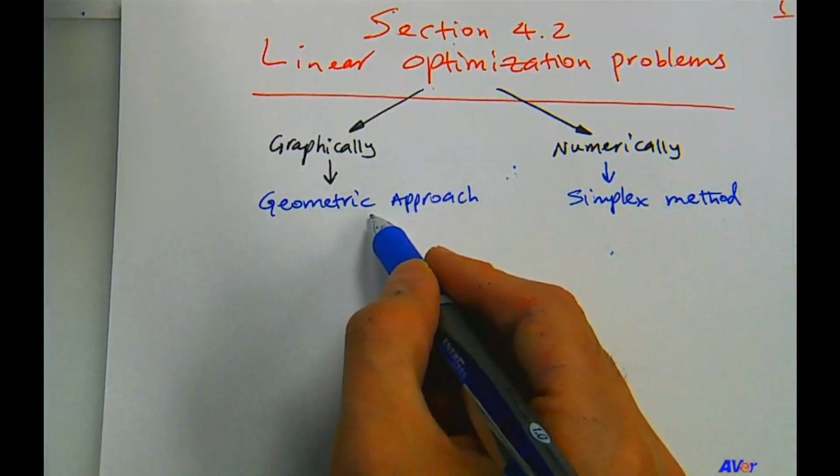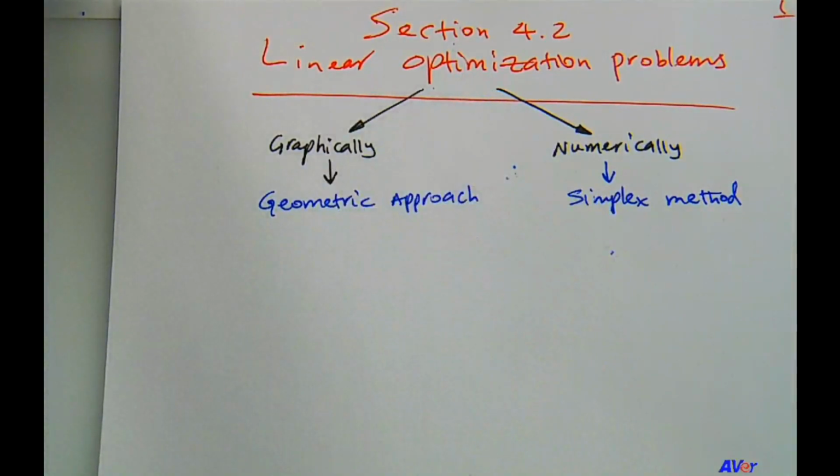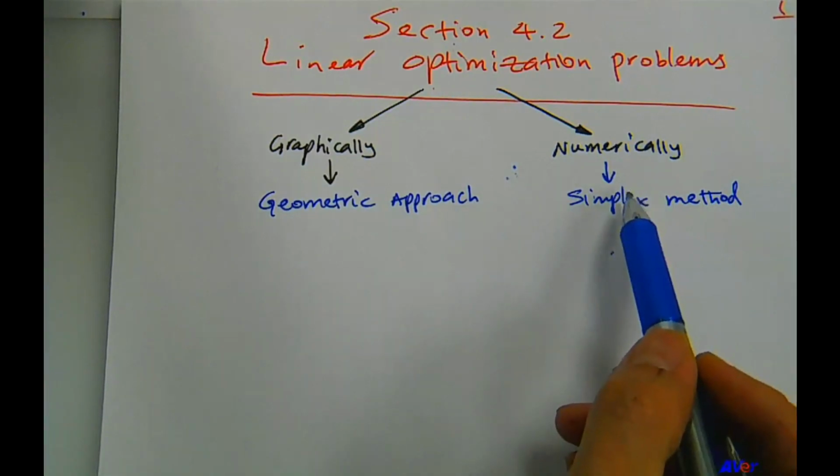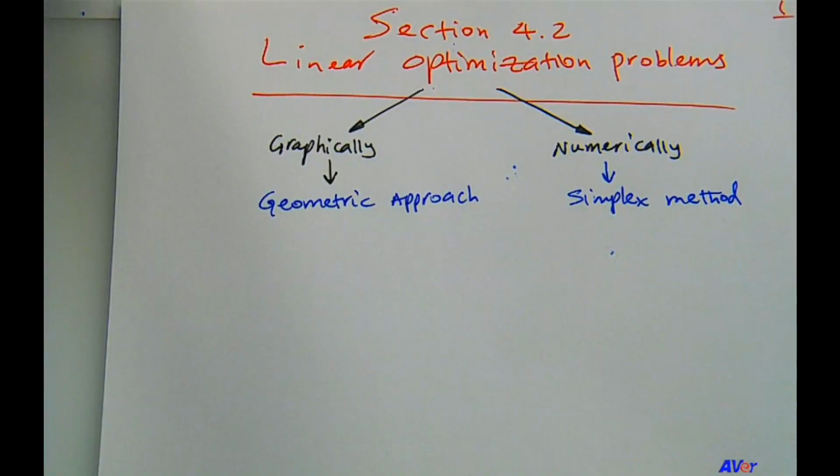Now, the geometric approach optimizes on both sides at the same time. That means it gives you the minimum and maximum points at the same time. But the numerical one, or the simplex method, you have to decide what you want to do from the outset, because for maximizing a function you would want to use one method, and for minimizing a function you would want to use a slightly different method.